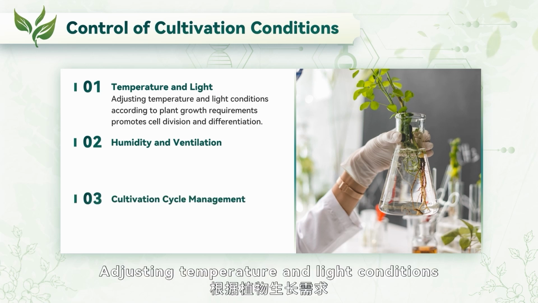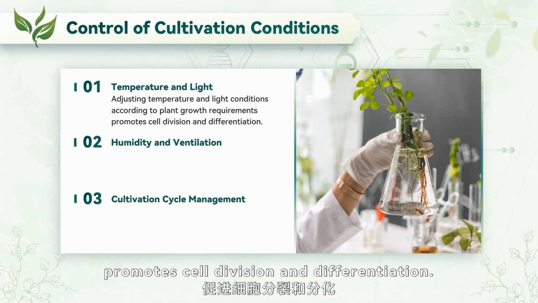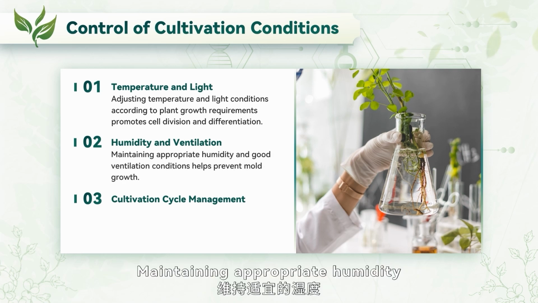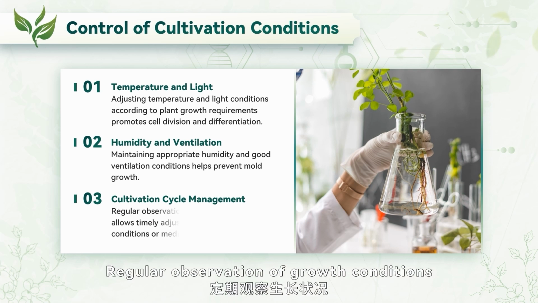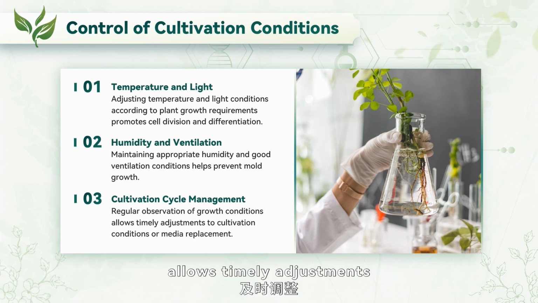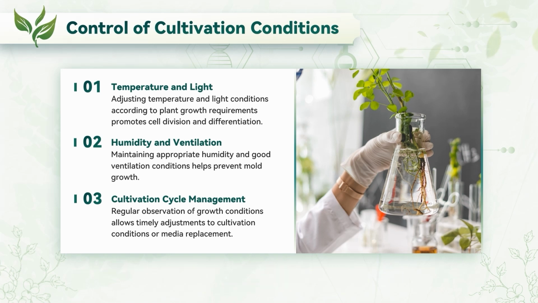Adjusting temperature and light conditions according to plant growth requirements promotes cell division and differentiation. Maintaining appropriate humidity and good ventilation conditions helps prevent mold growth. Regular observation of growth conditions allows timely adjustments to cultivation conditions or media replacement, benefiting vegetable growth.